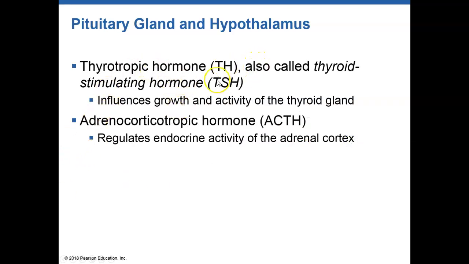Thyrotropic hormone, also known as thyroid stimulating hormone, influences growth and activity of the thyroid gland. The thyroid gland is your major metabolic gland. So thyroid hormone acts with your growth hormone in increasing metabolism. Adrenocorticotropic hormone then stimulates the adrenal gland to release the cortisol from the adrenal cortex.